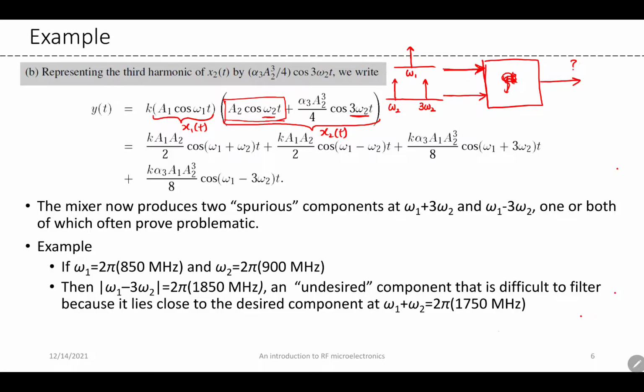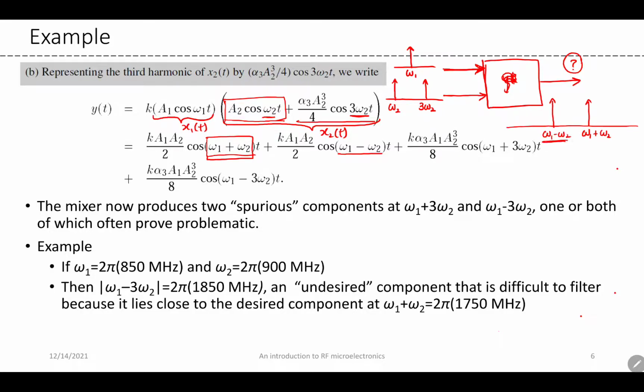Now what will the output look like? If we do the maths, if we supply a signal which has a third order nonlinearity, and then we do the multiplication, we find a lot of new frequency components. So the output has a component at omega 1 plus omega 2. This is just like earlier. The component at omega 1 minus omega 2, again this was normal.